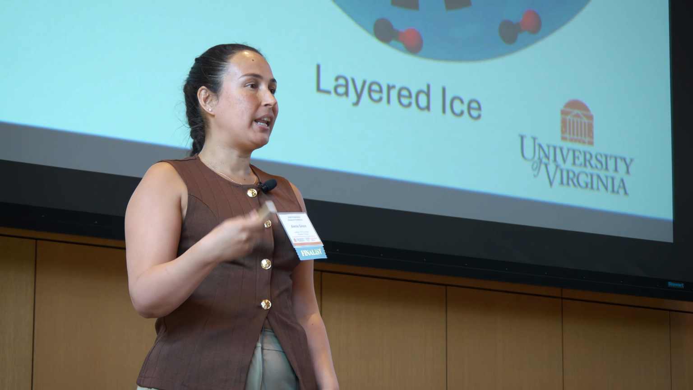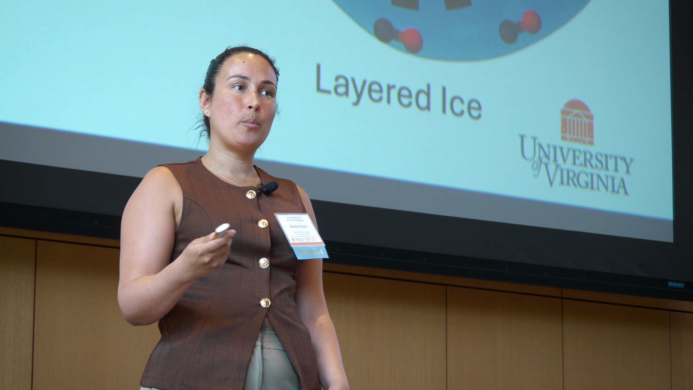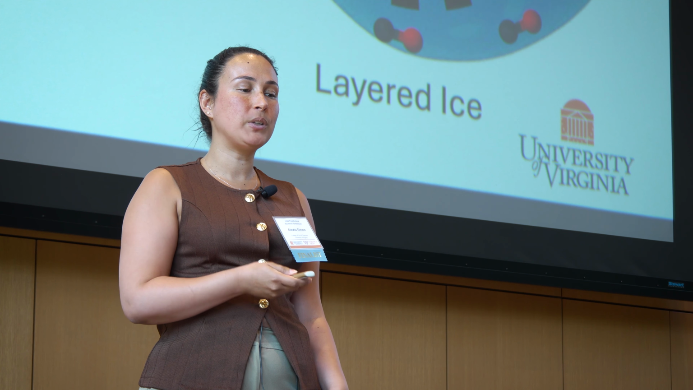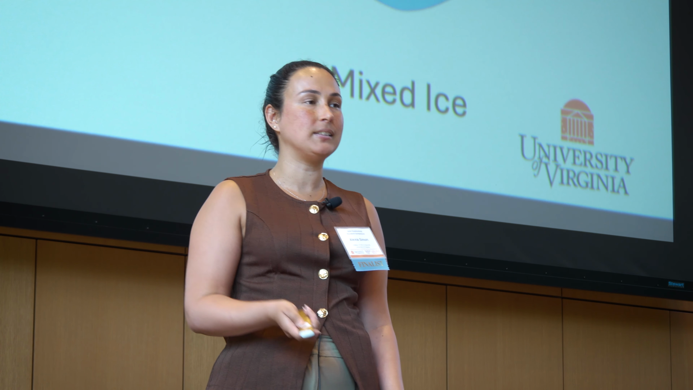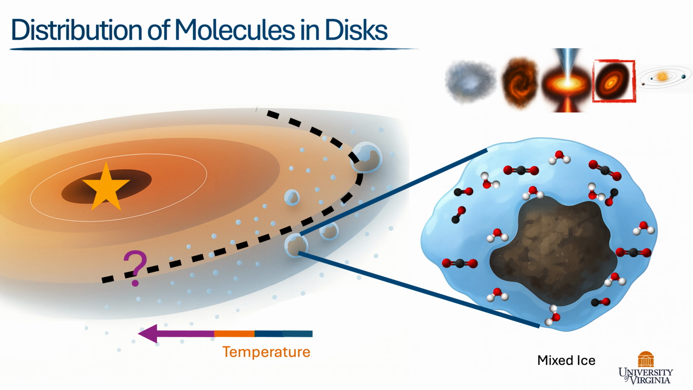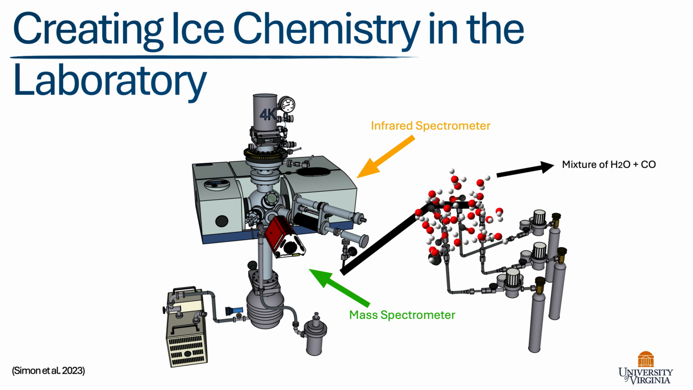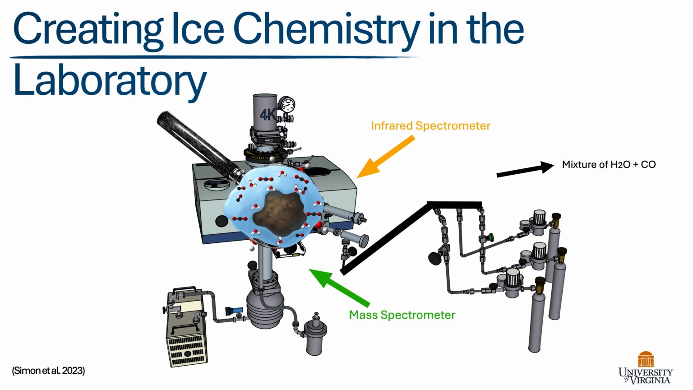And so I wanted to challenge what the literature said about having layered ice. What happens if we actually have fully mixed ices? What would happen to those snow lines? Well, to do so, I use a setup that mimics space conditions, where we have really low pressure and really low temperature, where I'm creating a mixture that I'm depositing in the chamber, and that creates an ice. And here's an actual picture of an ice.